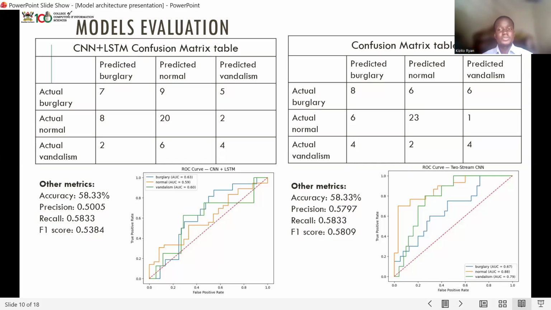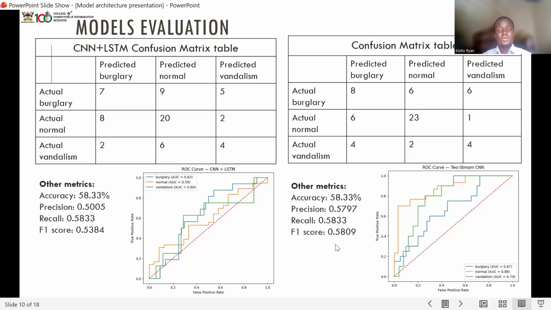It means that the second model is predicting burglary better, separating burglary better from the other classes. For the normal class, this side has 0.59, and the two-stream CNN has 0.88, so the two-stream CNN is separating the normal class from other classes better than the first. For the last class, vandalism, the CNN LSTM predicts it at 0.6, while the two-stream predicts it at 0.79. So the two-stream predicts vandalism way better than the CNN plus LSTM.